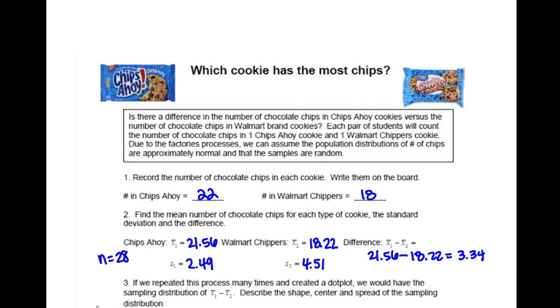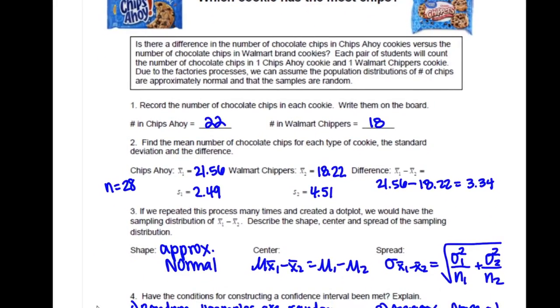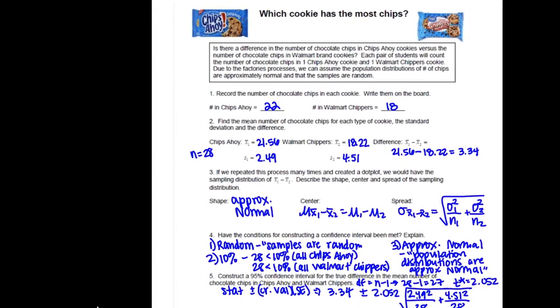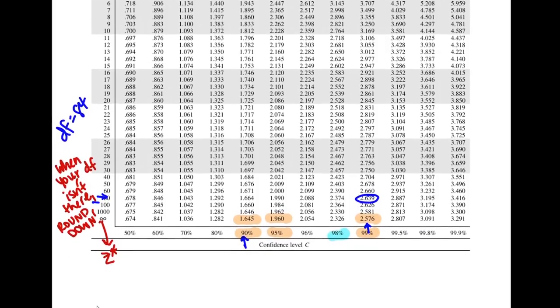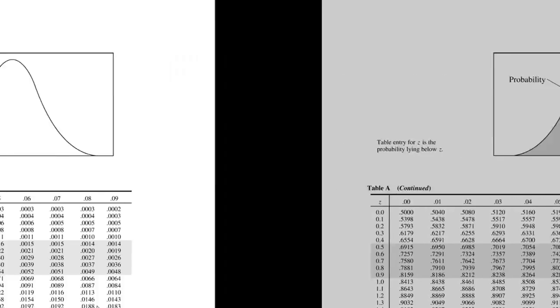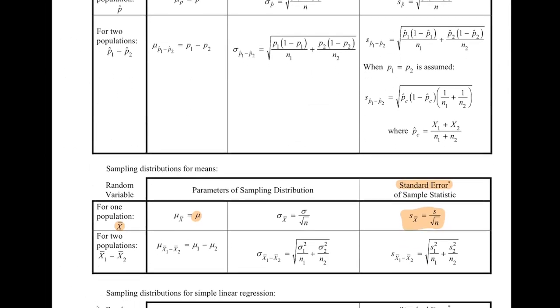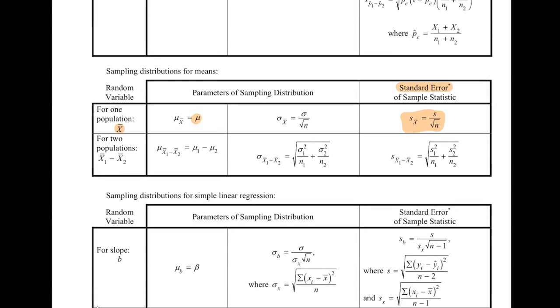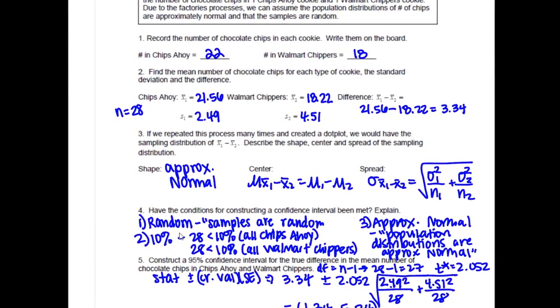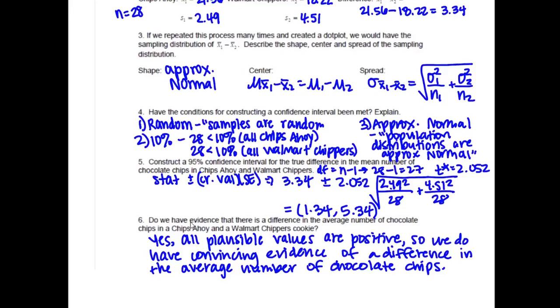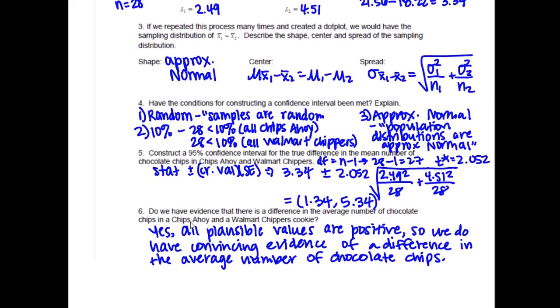Right, so hopefully you were able to get the shape, the center, and the spread. If you weren't, you could always use the formula sheet right here. The shape isn't on here, but here's our center and our variability, our mean and standard deviation for two populations of means. So that's where you can find those if you weren't sure. And then we had our conditions, our interval, and number 6. But I'm going to start back at the beginning and do some notes on these.